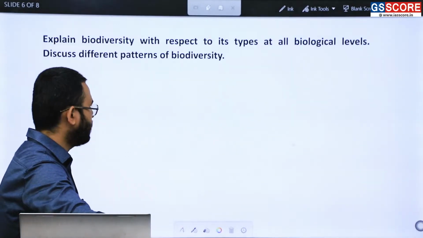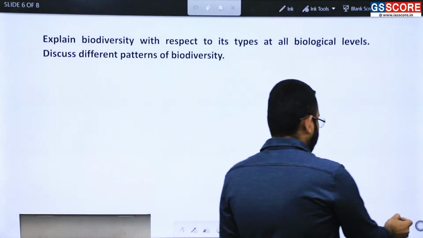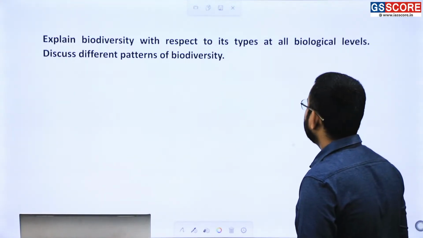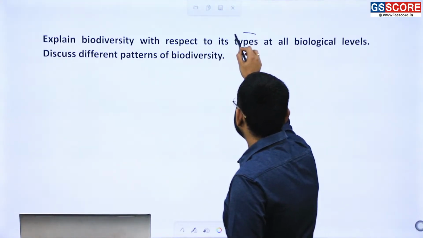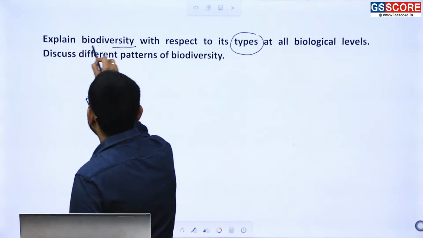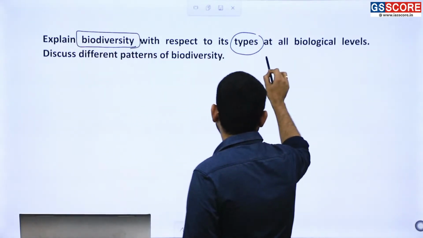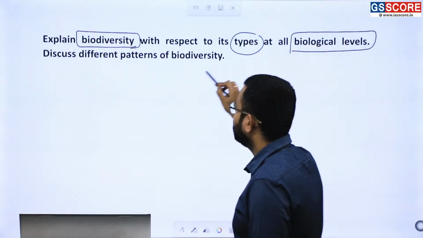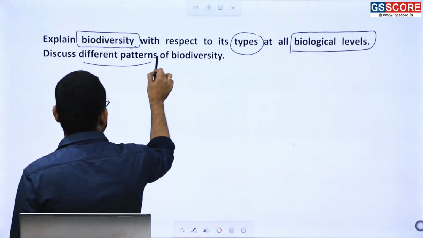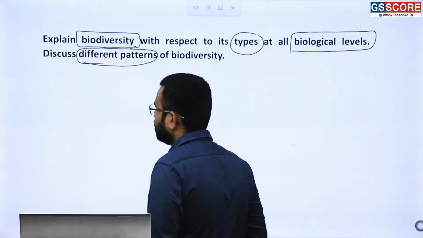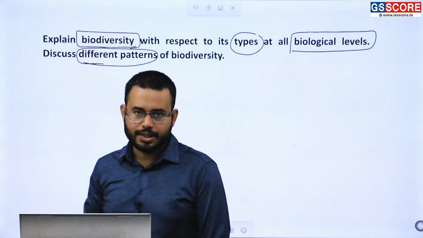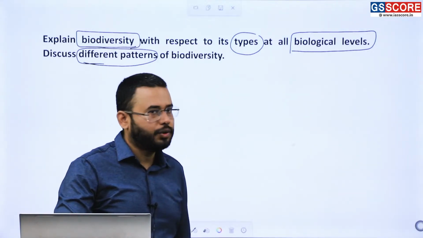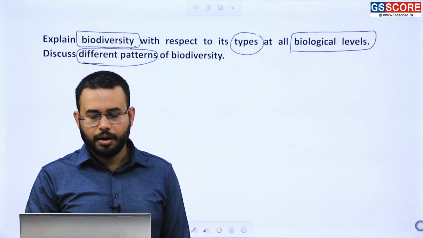Next question is, explain biodiversity with respect to its types. Explain biodiversity with respect to its types at all biological levels. Discuss different patterns of biodiversity. Very specific question they are asking, that you talk about the biodiversity with respect to its types and patterns.